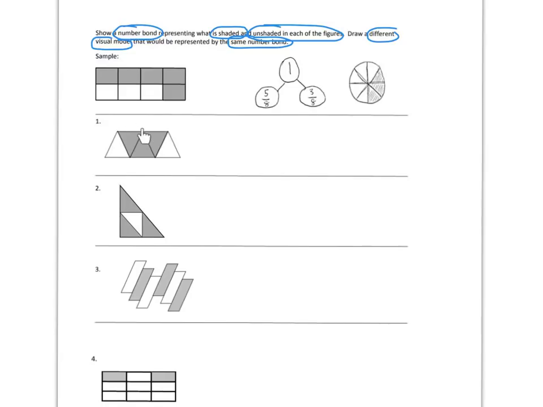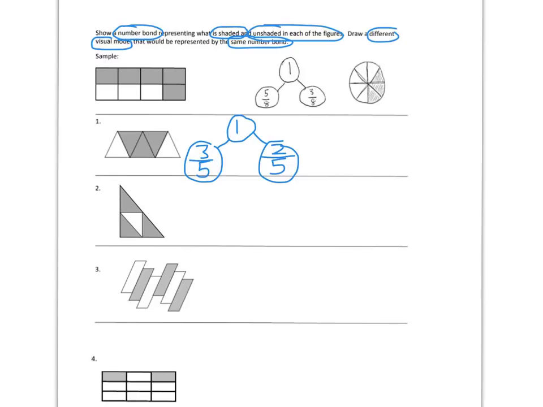This trapezoid can be described as a whole that can be broken up into 5 parts. Of these 5 parts, 1, 2, 3/5 are shaded and 1, 2/5 are unshaded. I can write my number bond like this. So it's a whole, and this whole is being broken up into my shaded parts, which there's 3 out of 5 that are shaded, and my unshaded parts, which are 2 out of 5 that are unshaded.